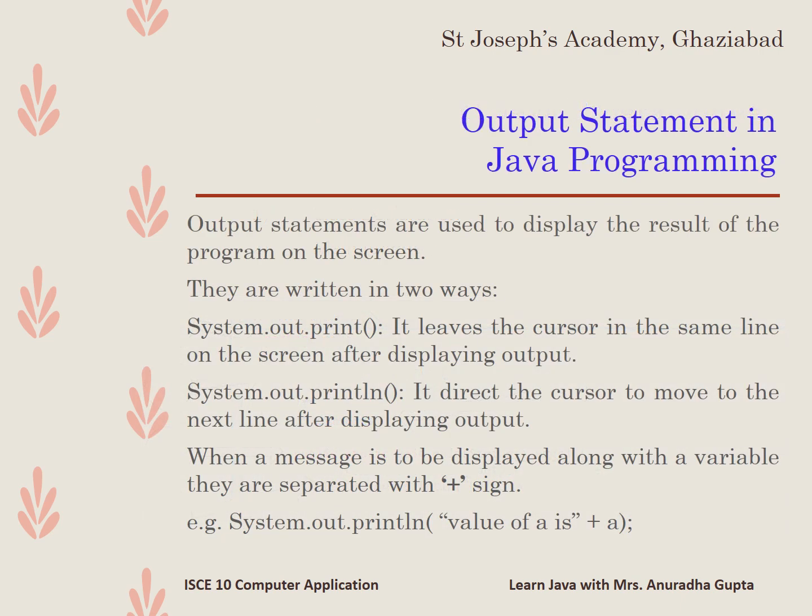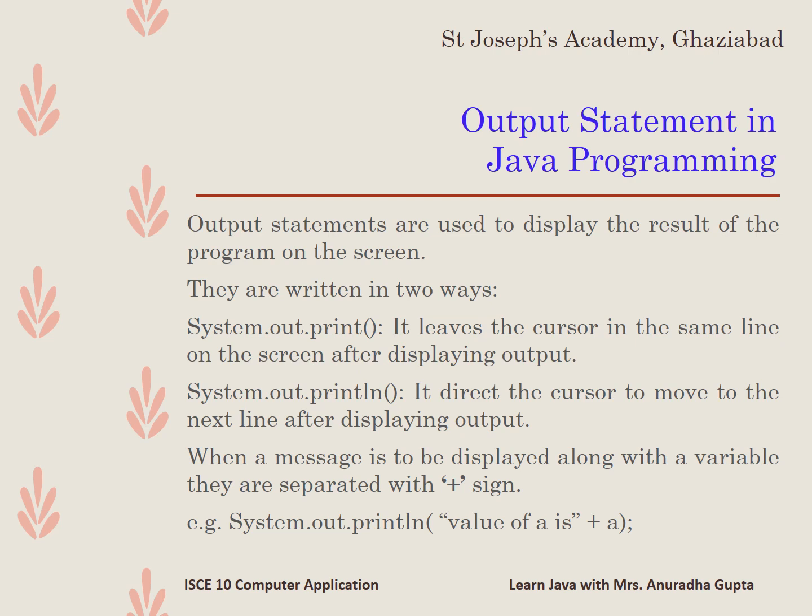Next, you have to learn about the output statement in Java programming. Output statements are used to display the result of a program on the screen. An output statement can be written in two ways. First is System.out.print. It leaves the cursor in the same line after displaying the output.